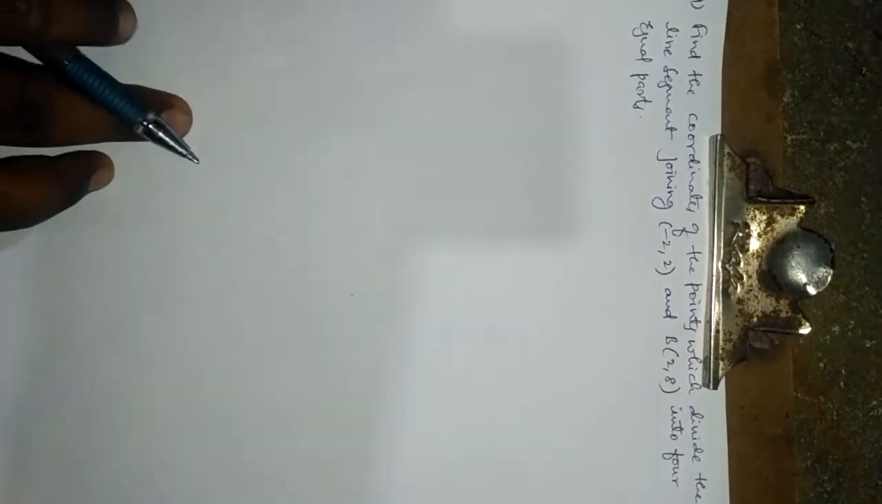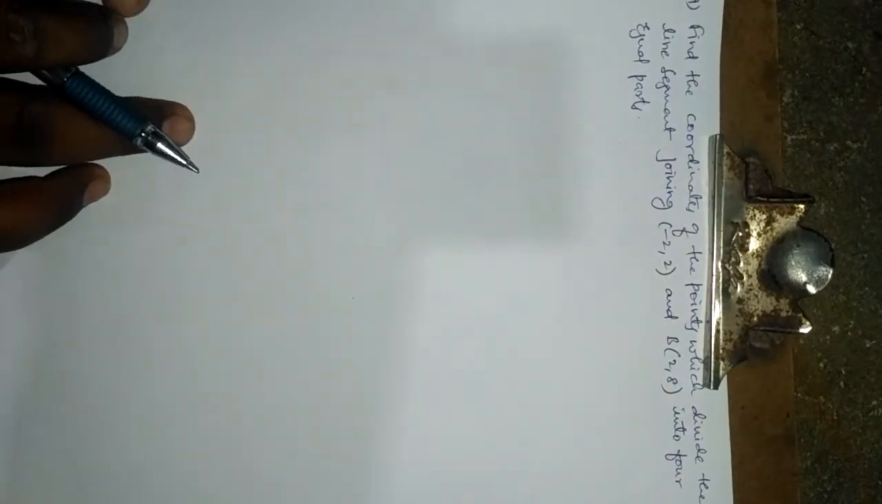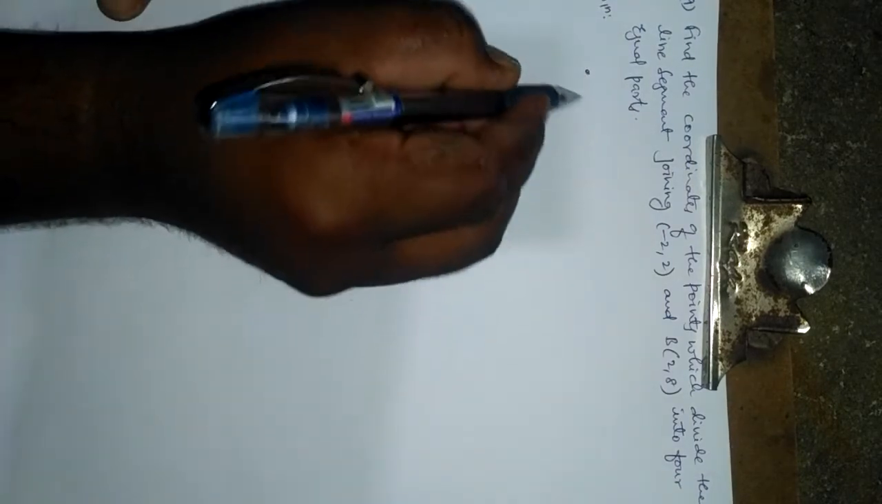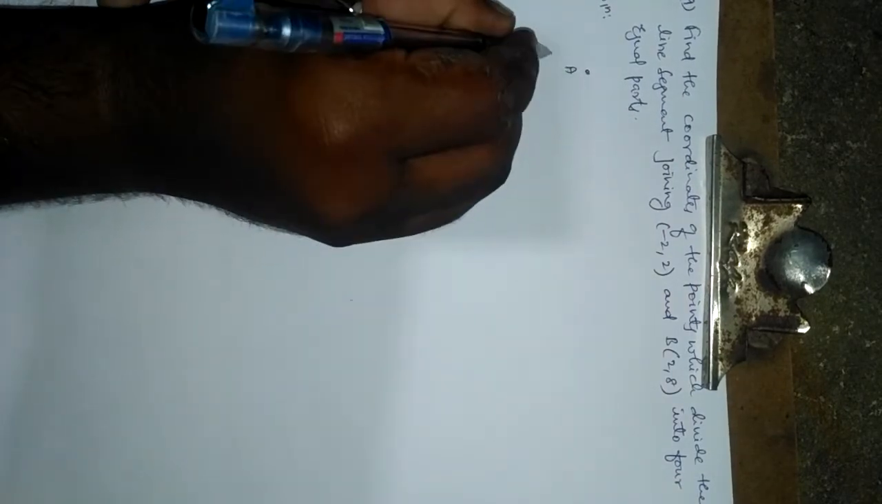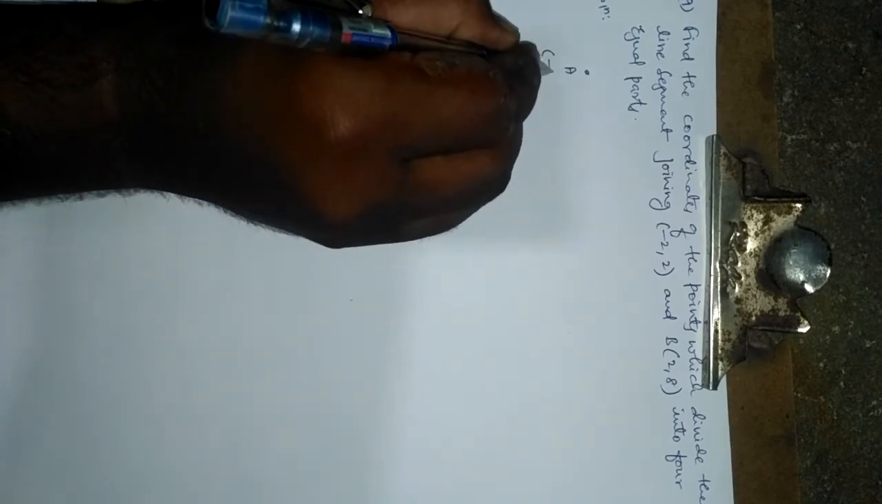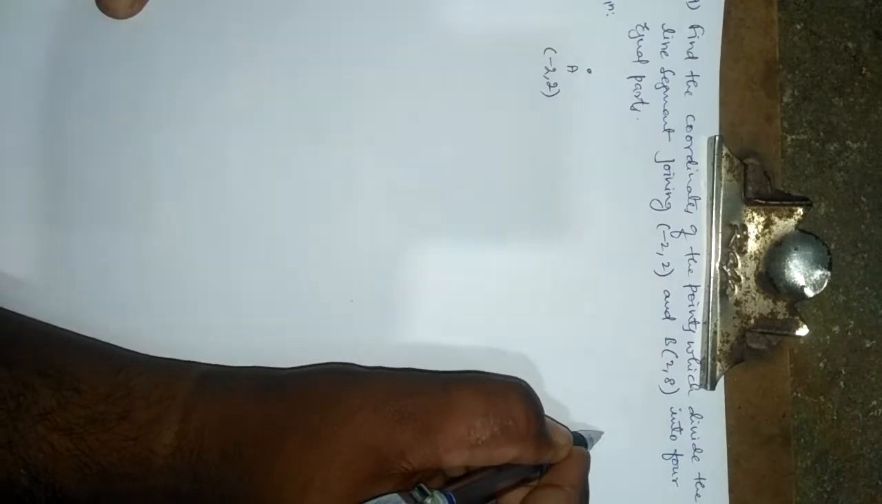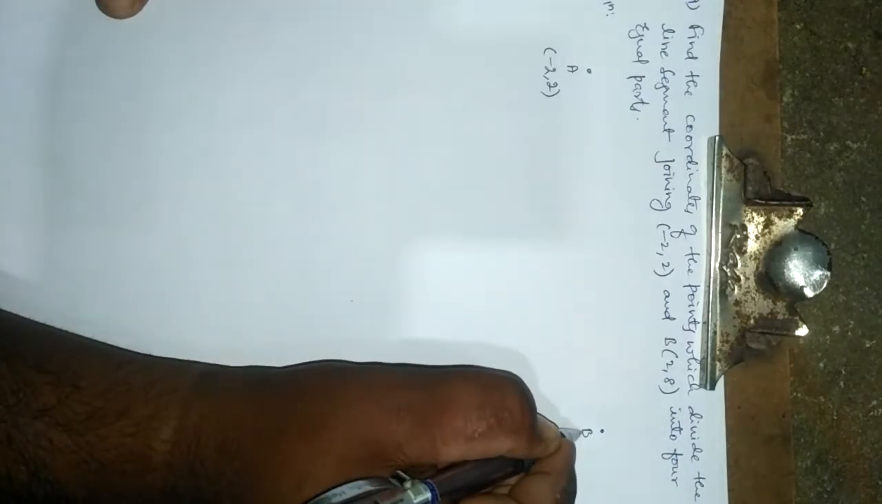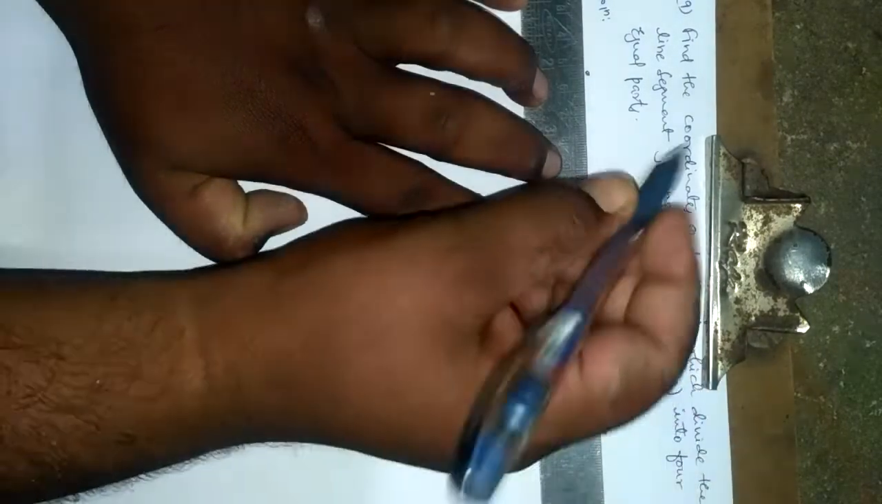Here two coordinates are given. So I am going to take those coordinates in the form of a line segment. This is the first coordinate, I am going to name it A. That point A has coordinates (-2, 2). And one more coordinate I am going to name B. So this point B has coordinates (2, 8). Now we have to join both the points A and B.